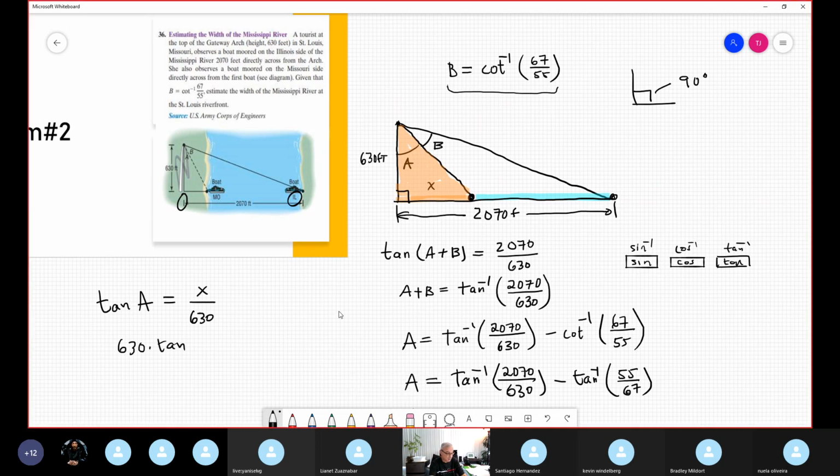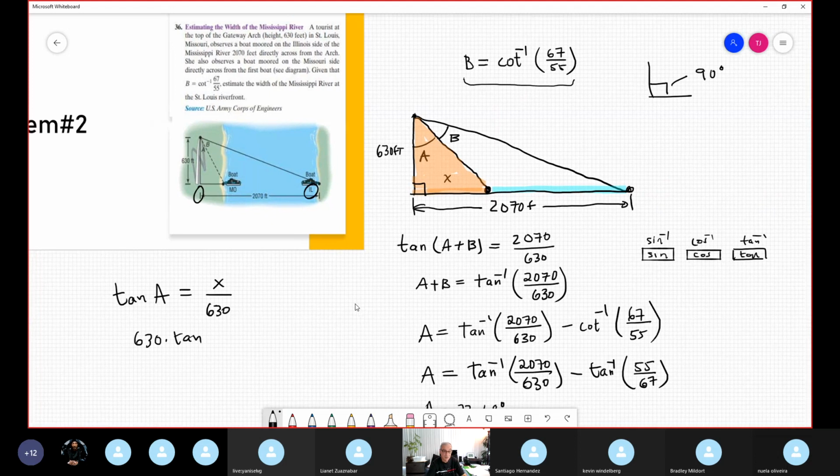Therefore, x alone is multiplication, cross multiply, 630 multiplication tangent A, pero who is A? Well, A is 33.69. And in the problem, guys, I recommend that you round off the quantity to the nearest hundredth, 2 decimal places. Okay, now multiplication. Let's do it, almost the last step. 630 multiplication by tangent, pero tangent no inversa, sino tangent direct. Direct tangent of 33.69. Close the parenthesis, boom.